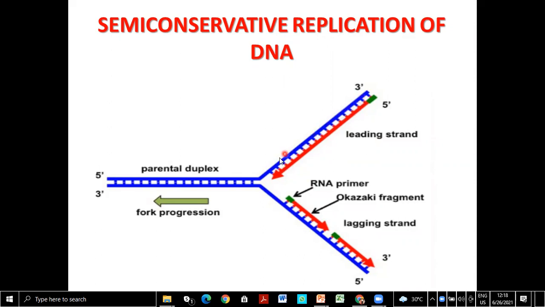So these are the two parental strands. This is the parent DNA, and this is opened. The two strands are opened by the helicase enzyme, and both will act as the template. 3' to 5' and 5' to 3' both will act as the template, and new DNA strands are synthesized on both.